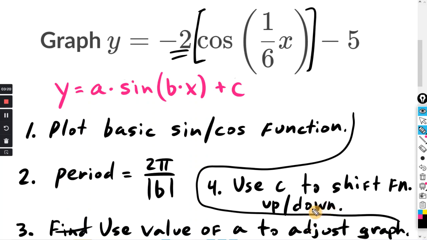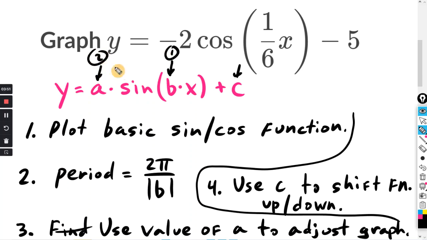All right. So just a quick breakdown on this particular equation, or I'll just do it in general. This letter here will determine the period. This letter here will give it a vertical stretch or compress. And this letter here will shift the function up or down. So once I plot the basic sine or cosine function, I'm going to use this letter first, and this letter second, and this letter third on the end, as you will see.